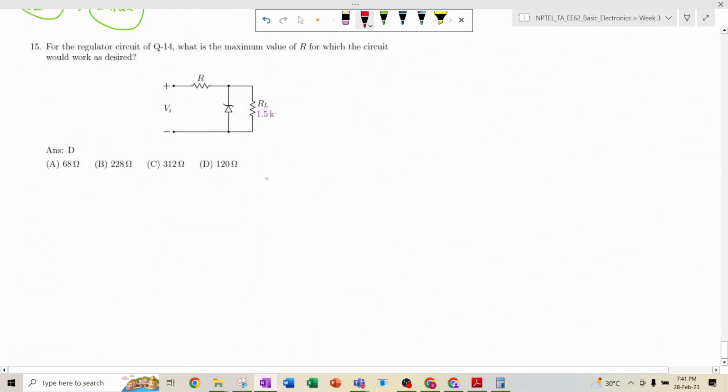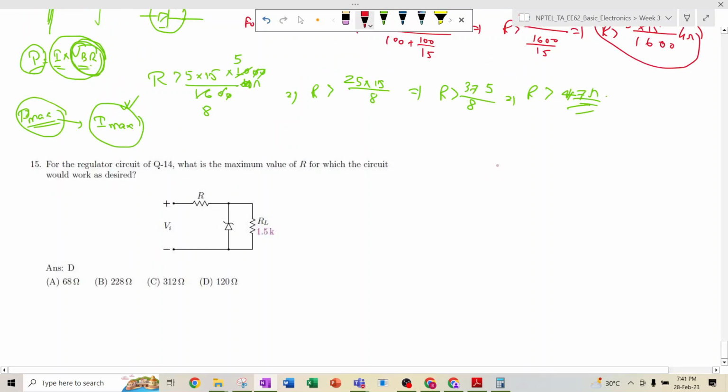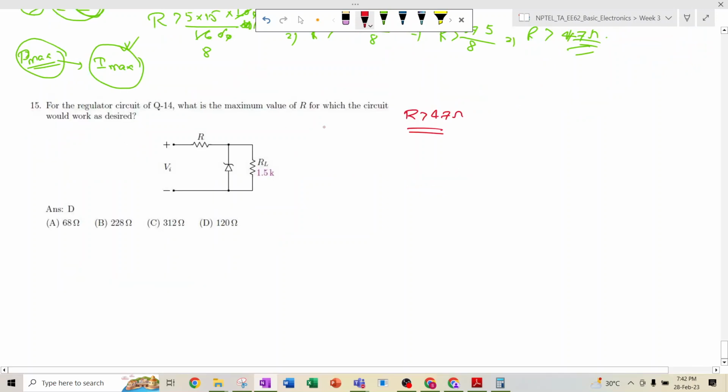Okay. So this is the last question. For the same regulator circuit, what is the maximum value of R? So far we have calculated the minimum value of the resistance, that is 47 ohm. Now it is asking what should be the maximum value of resistance for which the circuit will act as desired. So now we will do it in the same way, right? If this Zener diode acts as a voltage regulator, then a constant voltage of 10 volt always appears across this Zener diode.